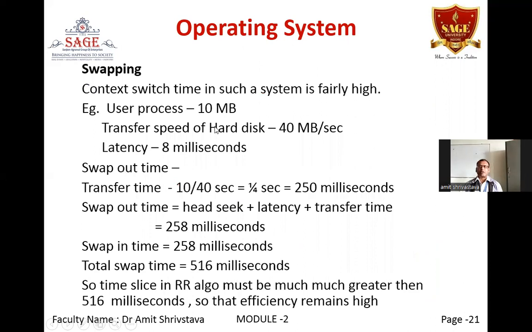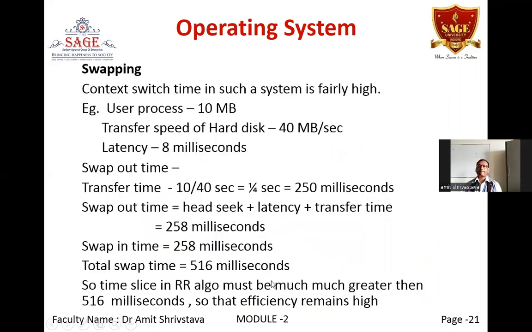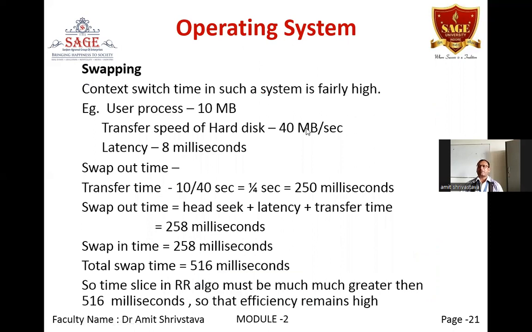Okay, so now let us discuss how much time is required. Context switch time is the total time which we require to transfer the data from the RAM into the hard disk and vice versa. So let us say a user process is of size 10 MB. Transfer speed of the hard disk is 40 MB per second and rotational latency time is 8 milliseconds. Head seek time is not given, so we can ignore that time.